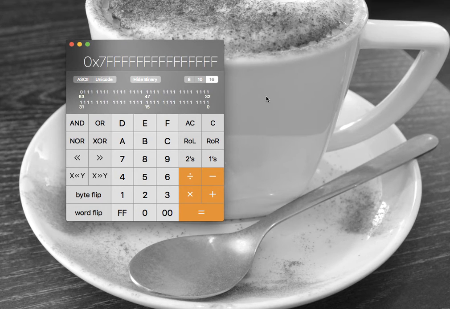Well, actually that's not right. That's 7 followed by 15 Fs. That is not how you say minus 5 in base 16.